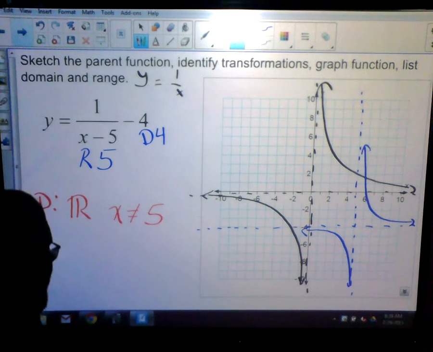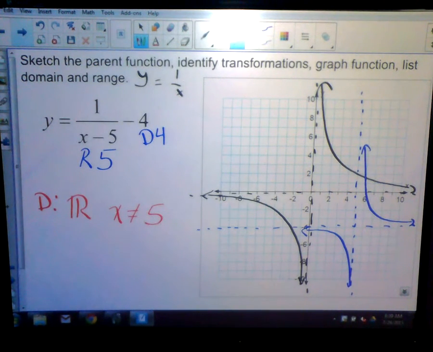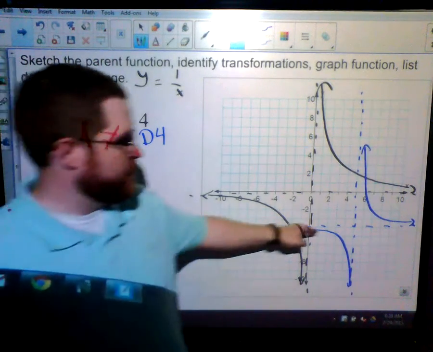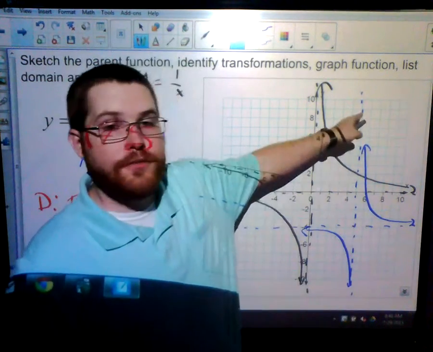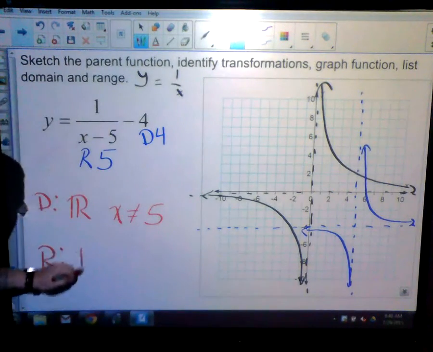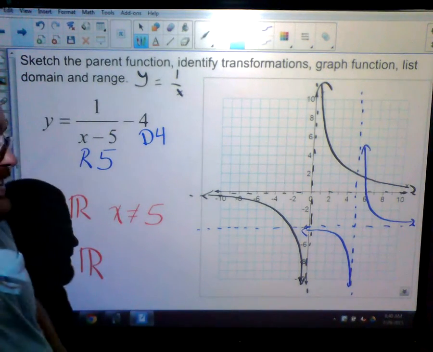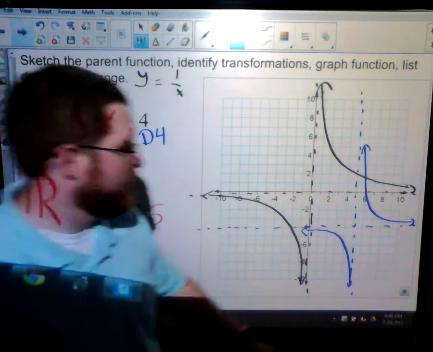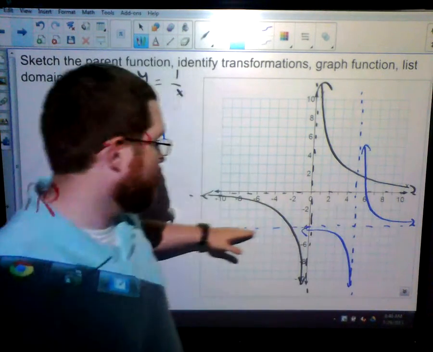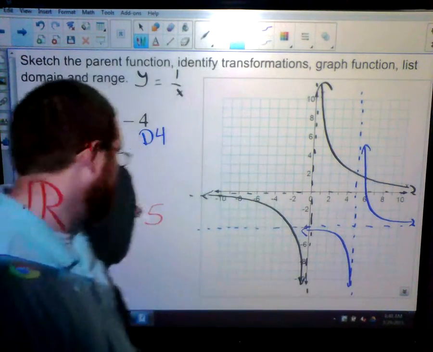Why can x not equal 5? Because it's an asymptote. How about the range? Very similar. It goes down forever and it goes up forever, so it looks like it's going to be all real numbers. But does it hit every number in there? No, you have a gap. Where's your break at? Y cannot equal -4.